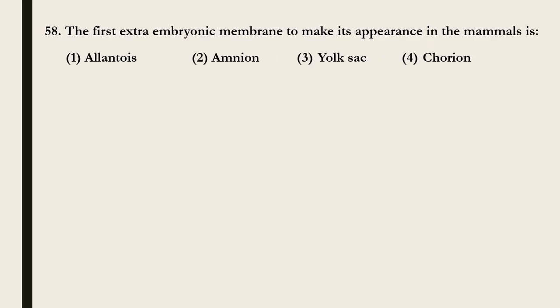Question number 58. The first extra embryonic membrane to make its appearance in mammals is: option 1, allantois; 2, amnion; 3, yolk sac; 4, chorion. All these four are extra embryonic membranes, as already given in the question. Among these four embryonic membranes, the one that appears first is the amnion. So the correct answer is option 2.